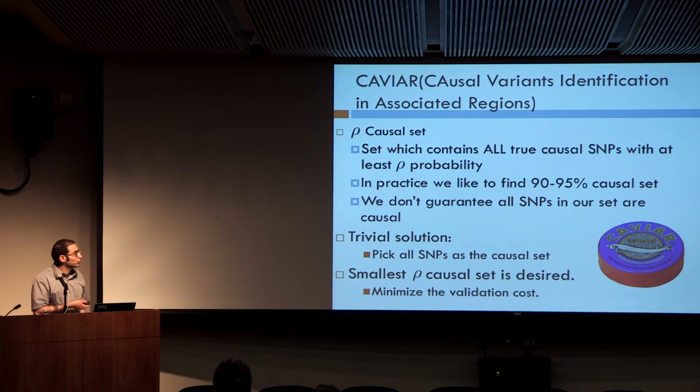A trivial solution to this problem is to just pick everything in that region as your rho causal set, and with probability 100%, you can capture everything. Obviously, this is not the right answer. So what CAVIAR does, among all the rho causal sets, let's say 95% causal sets, is try to find the one that has the minimum size.